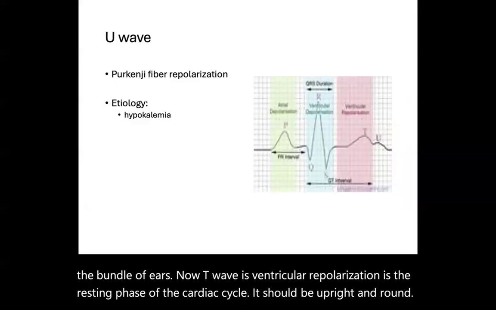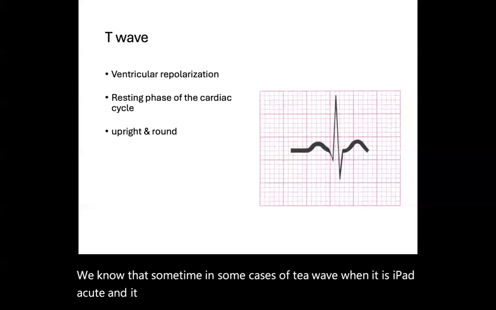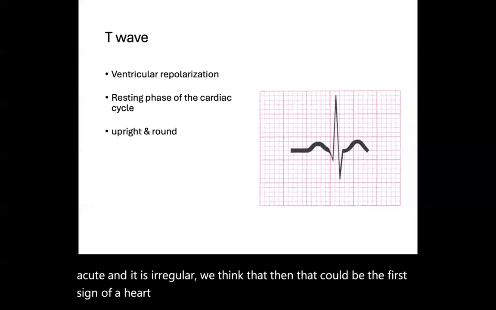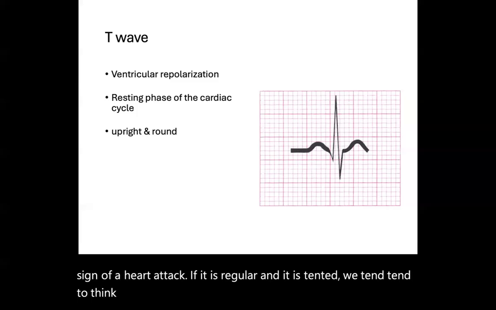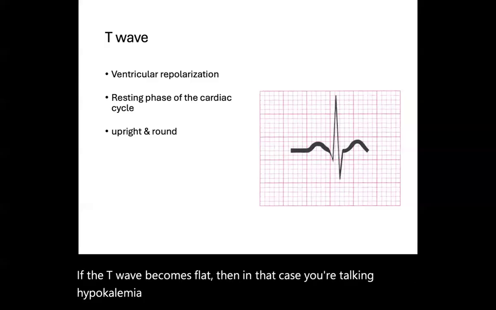We know that in some cases, when the T wave is hyperacute and irregular, we think that could be the first sign of a heart attack. If it is regular and tented, we say tall tented T waves refer to hyperkalemia, right? If the T wave becomes flat, then you're talking hypokalemia. So there are a lot of things about the T wave, including when it is inverted.